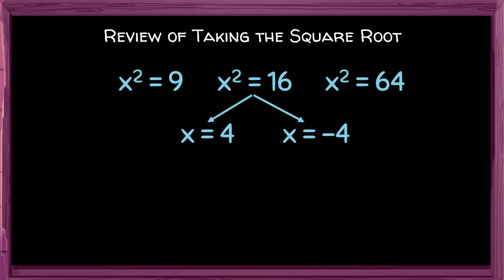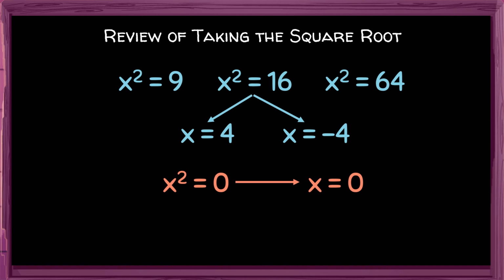The second scenario we ran into was when we had to take the square root of 0, like in the equation x squared equals 0. There are no positive or negative square roots for 0. The only square root of 0 is 0 itself, which means we only have one solution, not 2, when our squared quantity is equal to 0.